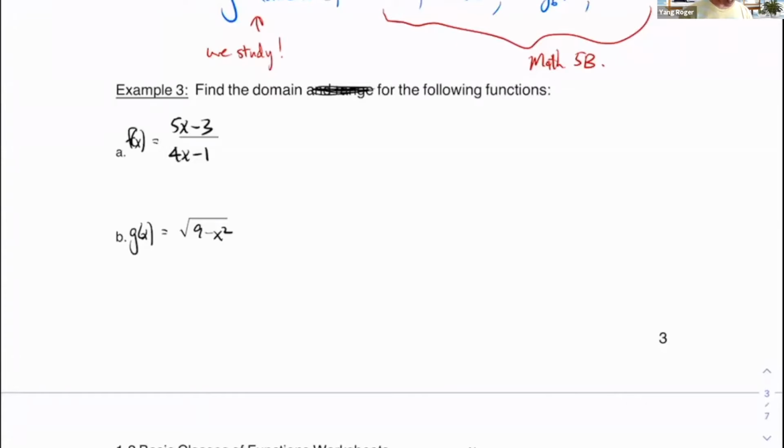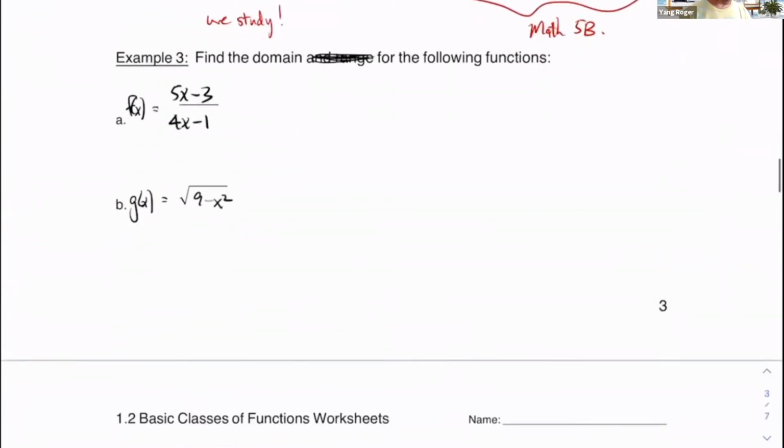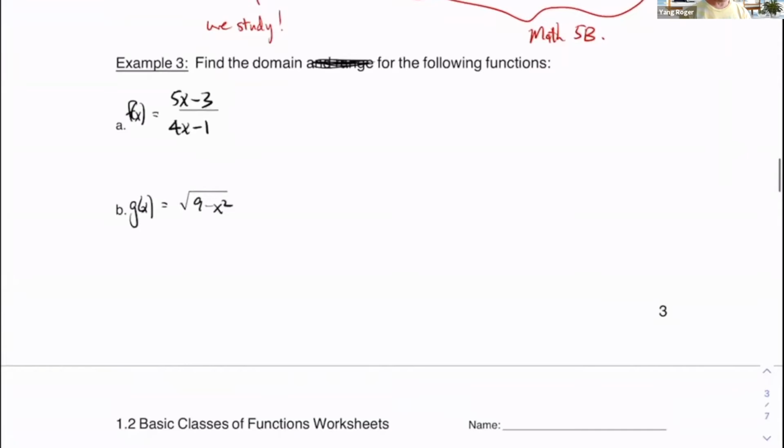I wanted to look at a couple of examples with you. We're not ready to talk about range quite yet. We're not going to talk about range until we talk about transforming the different functions.